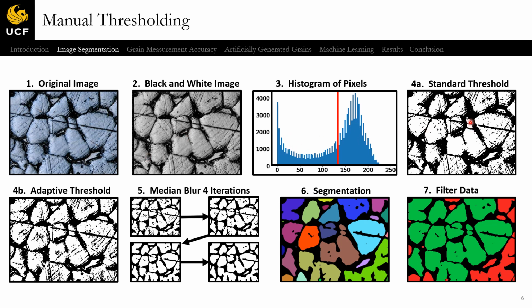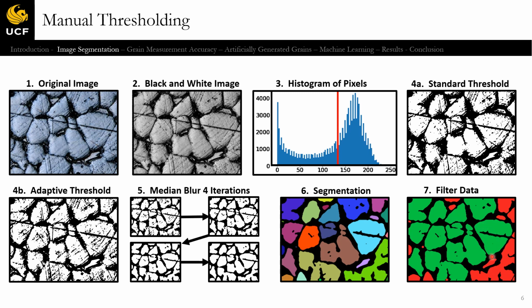We can apply a standard threshold seen here or an adaptive threshold seen here. We can do a median blur 4 iterations and clean it up a little bit more. And then the final result. And a median blur, by the way, just takes a small kernel of pixels, maybe 15 by 15 or 5 by 5, however big you want it to apply, and blurs those pixels using just basic linear algebra terms. Then we can segment those pixels into different grains, and you can see how it doesn't do a completely perfect job, but it does a pretty good job.